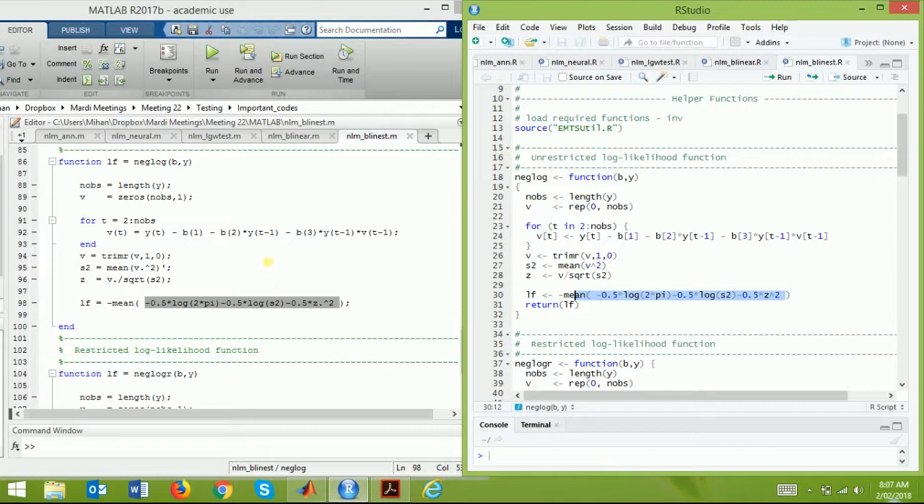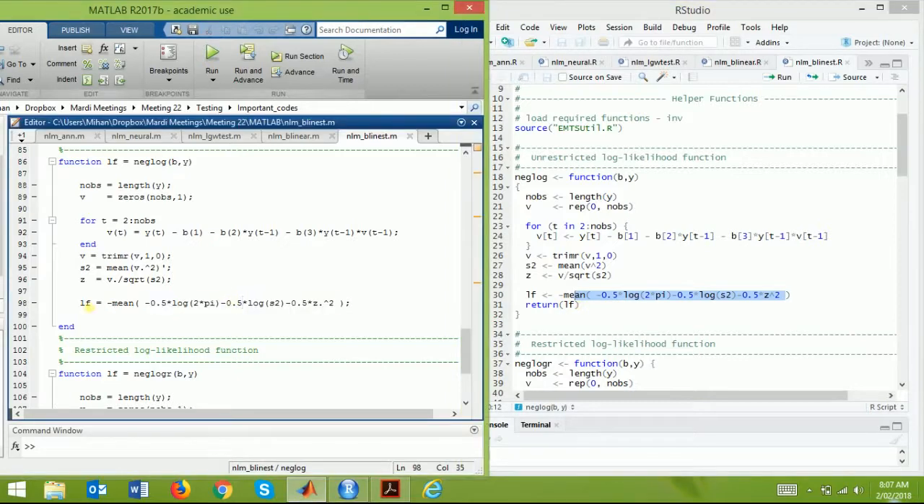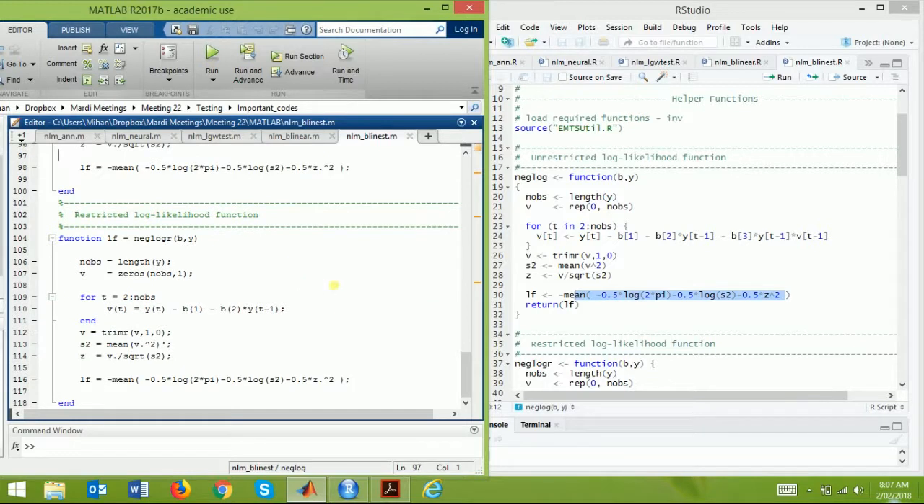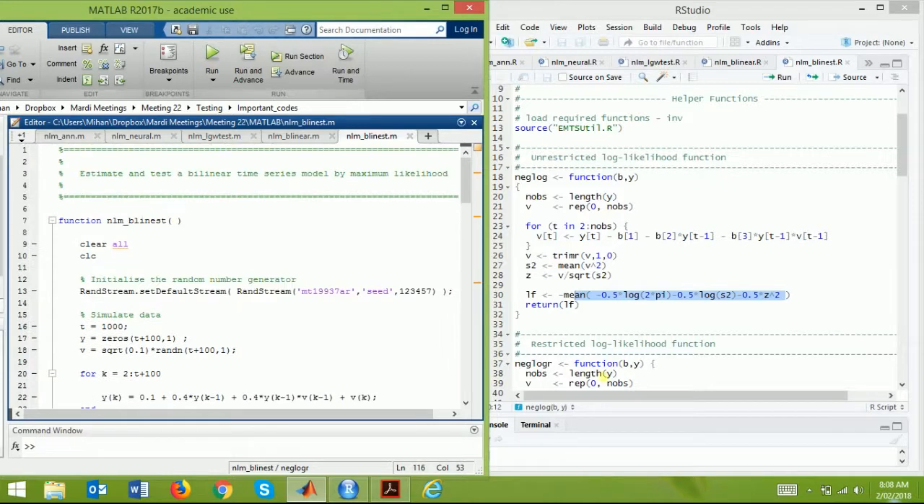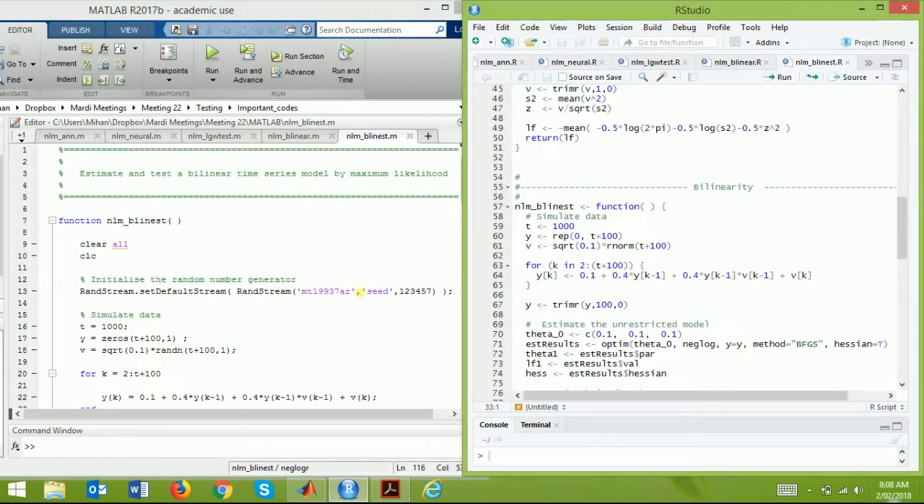Z square, we are just simplifying the residual divided by the variance squared, or z squared, that's all, taking the mean, a very shortcut way to do that, and return the log likelihood function. Then comes the restricted model. In restricted, do the equation again, just remove the non-linearity part, and that becomes the unrestricted log likelihood function, and very simple.